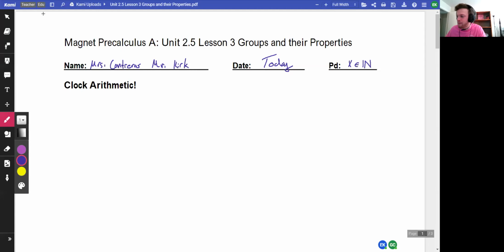All right, today we are wrapping up our mini unit on sets and proofs with a kind of advanced topic, but it will kind of breach its way into many of the topics that we do from here on out. Groups and their properties. Ready?